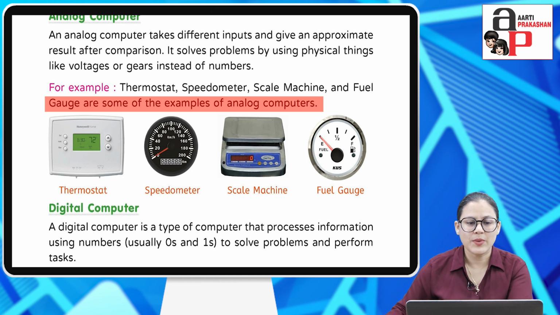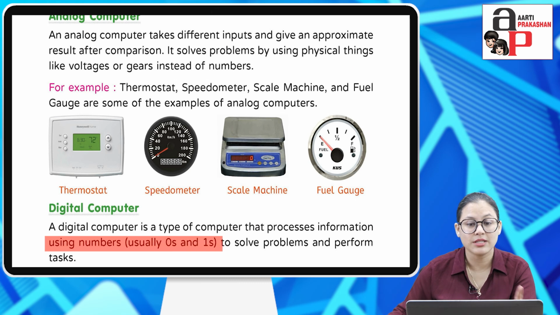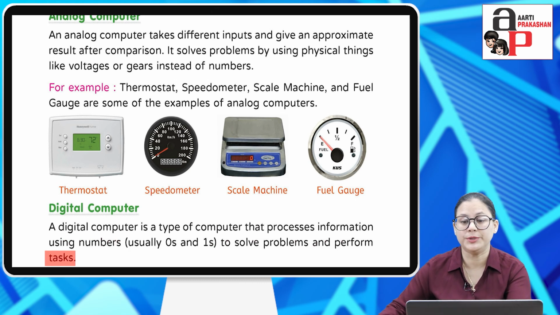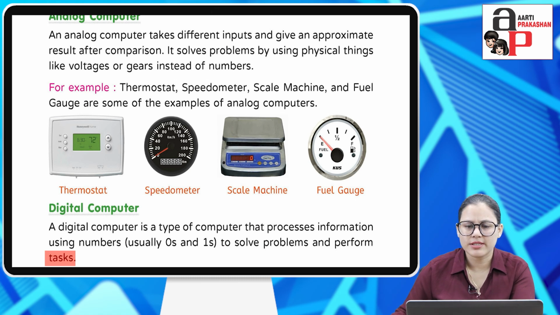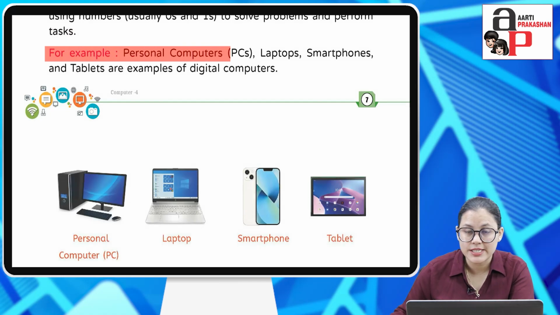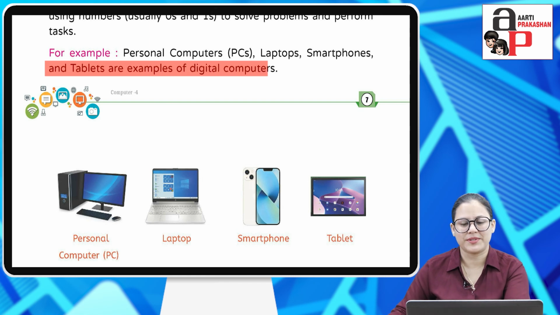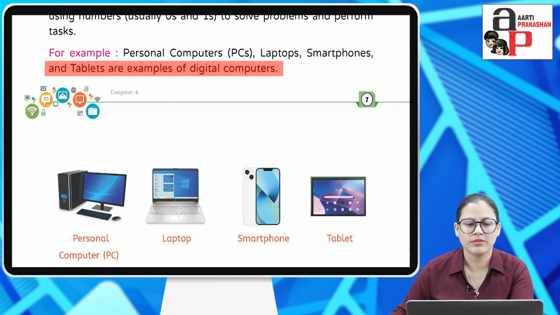Next one is the digital computer. A digital computer is a type of computer that processes information using numbers, usually zeros and ones, to solve problems and perform tasks. For example, personal computers or PCs, laptops, smartphones and tablets are examples of digital computers. Pictures are also given here. So all these are digital computers.